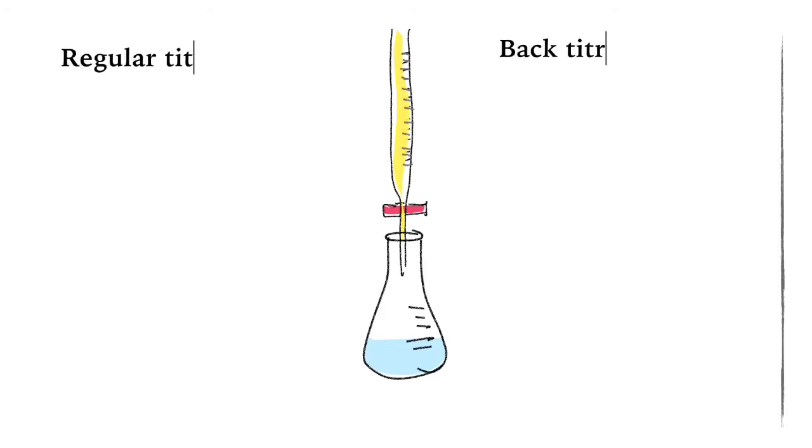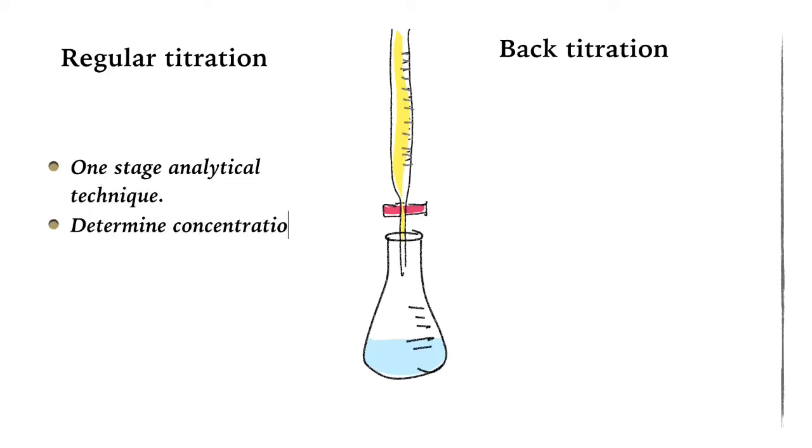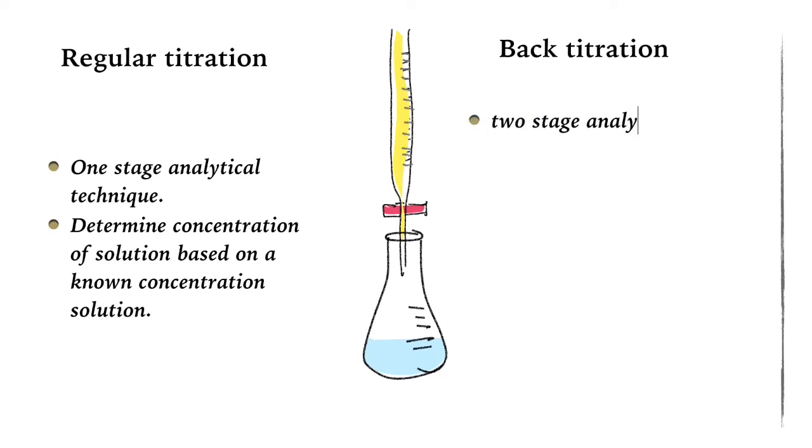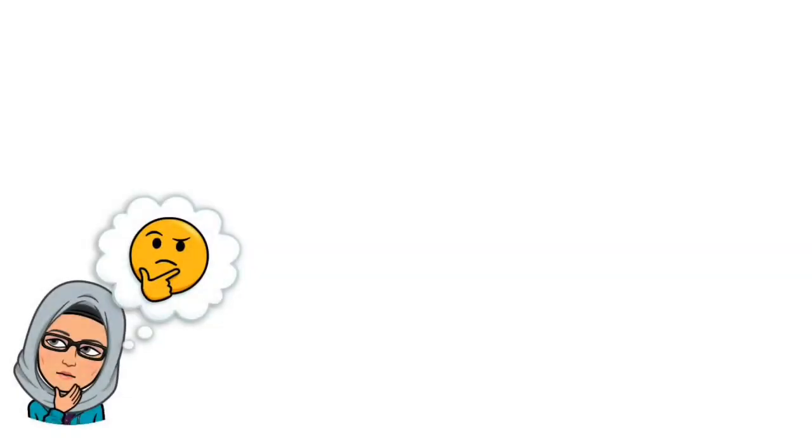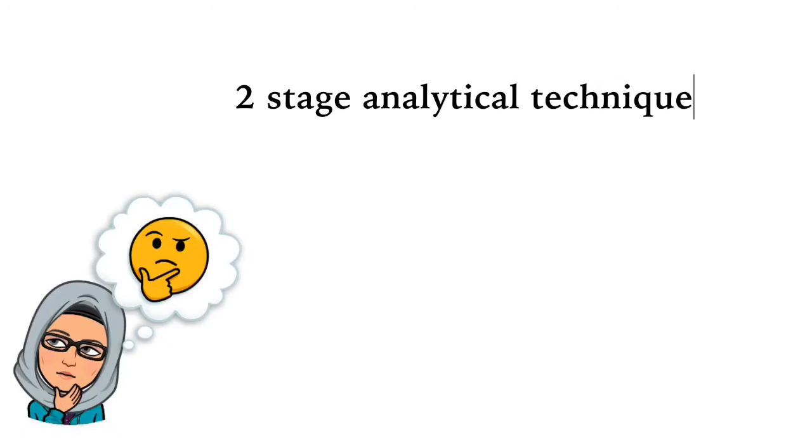Based on our syllabus, we have two types of titration. The first one is regular titration, and the second one is back titration. Regular titration is a technique used to determine the concentration of a solution based on a known concentration solution, while a back titration is a two-stage analytical technique where the unreacted acid or base will react with a standardized base or acid solution. So, what is a two-stage analytical technique?